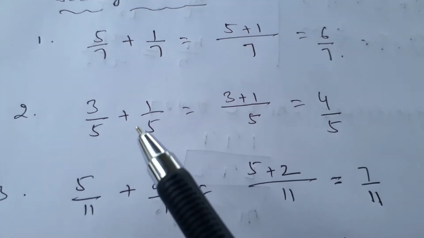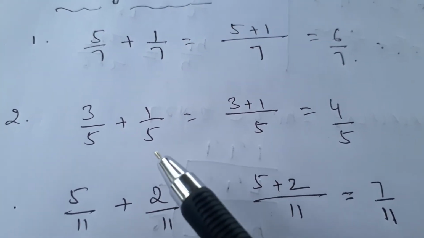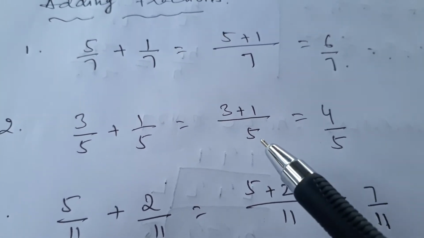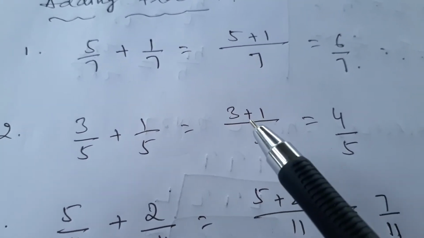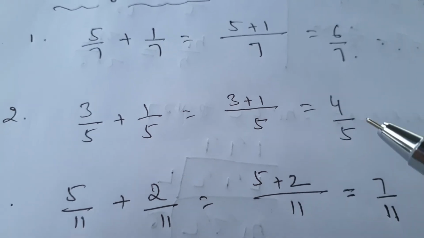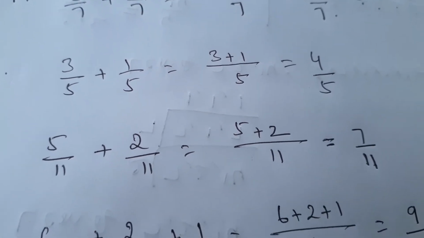Now next, 3 by 5 plus 1 by 5. Here the denominator is 5. The same denominator repeats here, and add the numerators. 3 plus 1, 4 by 5. That is the result of the fraction.